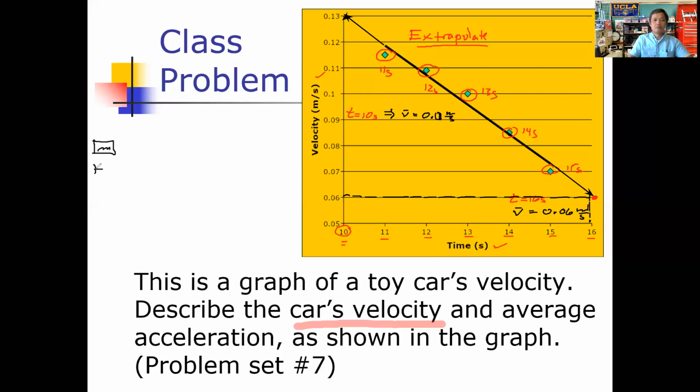We start moving here. The time now is not 0 seconds. We start out with t1 equal to 10 seconds, and they want us to find the acceleration. At t equals 10 seconds, by extrapolation, we saw the velocity was 0.13 meters per second.